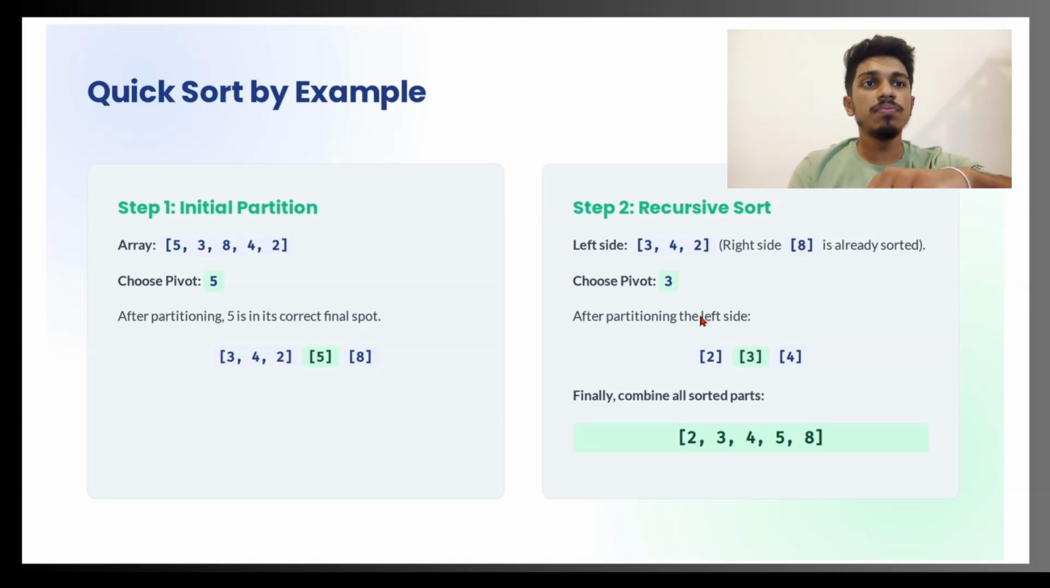On the left, I pick 3 as a new pivot. Now I partition it. The smaller element 2 moves to the left and the larger element 4 moves to its right. Now I get the result 2, 3, 4. Now all my pieces are sorted. We combine them for the final sorted array: 2, 3, 4, 5, 8.